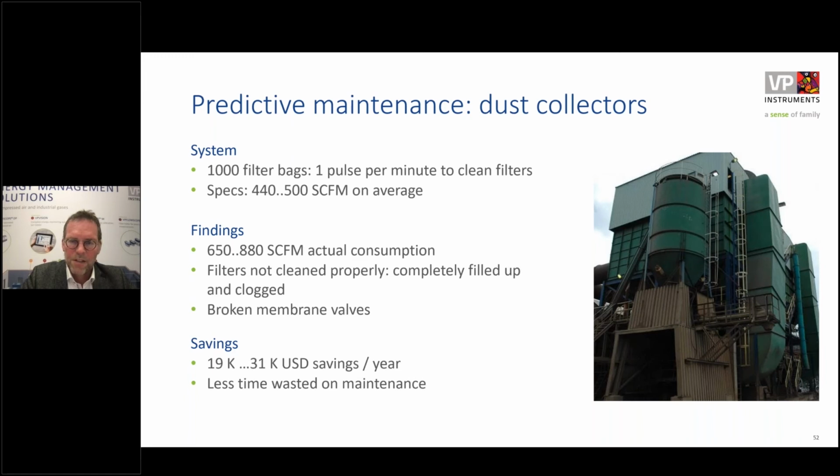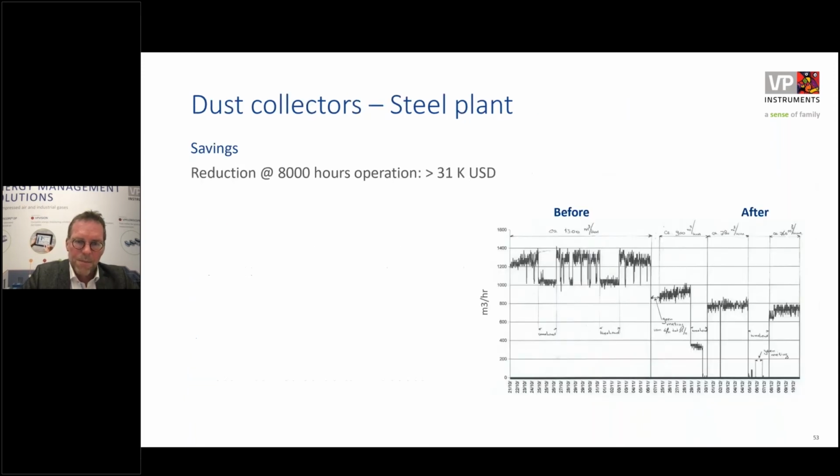And well, thanks to a flow meter and some other equipment mounted on these filter baghouses, they were able to save between 20 and 30,000 US dollars per year, and they also could optimize the maintenance interval for these filters. Next slide shows an example graph of how it looks.